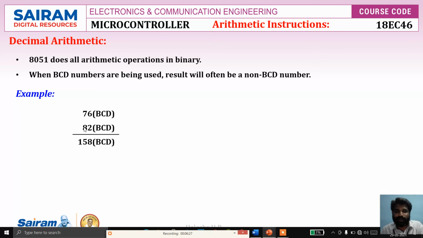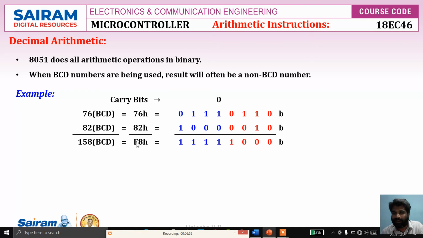Similarly, we consider one more example, that is 76 plus 82. So you are expecting the result 158. That is 6 plus 2, 8. 7 plus 8, 15. In the microcontroller, 76 plus 82 means the lower digit is 8. Correct? 6 plus 2, 8. Here 8 plus 7, 15. 15 means F. And similarly it is in binary.